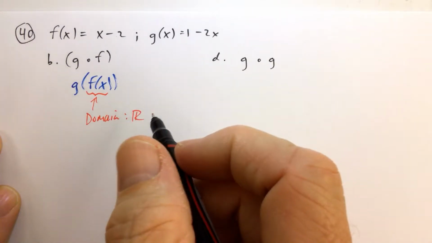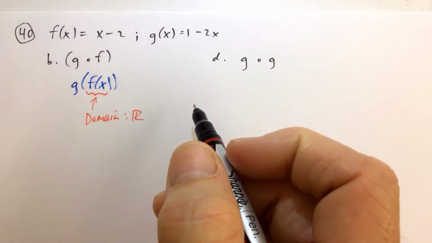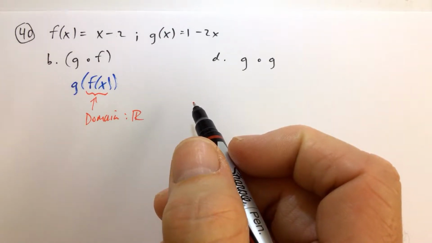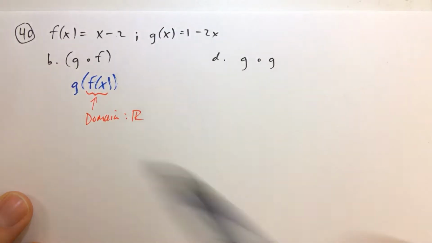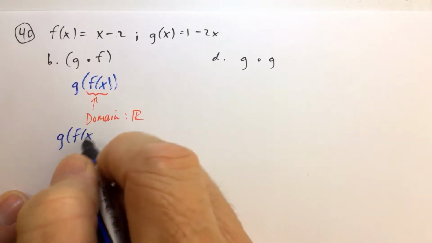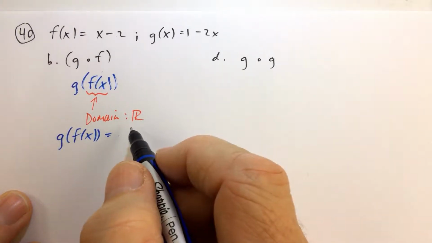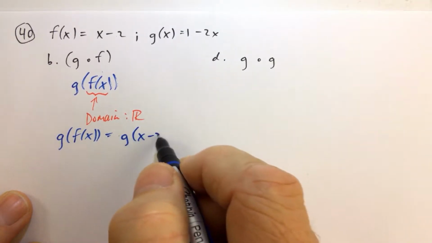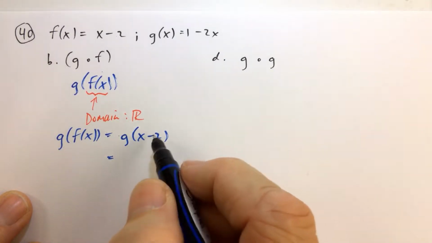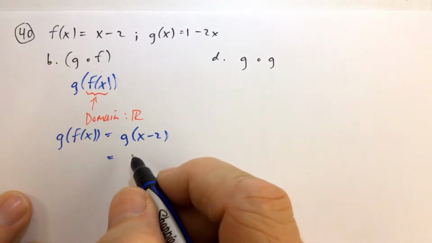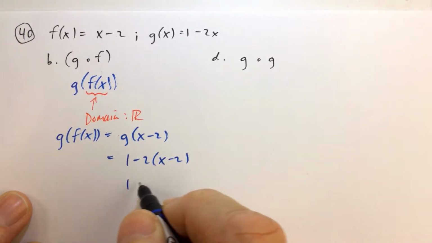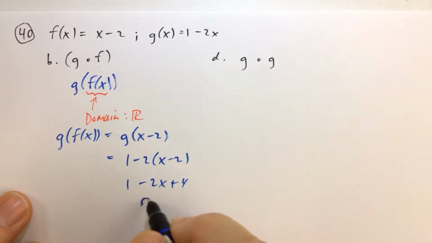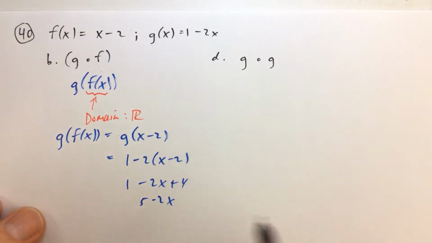So we don't have any exclusions, in other words. So we want to look for exclusions in two places. First, the exclusions for the inner function, and we have none. And therefore, we want to figure out what g of f of x is. G of f of x equals g of x minus 2. And we plug x minus 2 in for x into the function g. So we have 1 minus 2 times the input, and we get 1 minus 2x plus 4, which is 5 minus 2x, which is also a polynomial function, so therefore the domain is all real numbers.